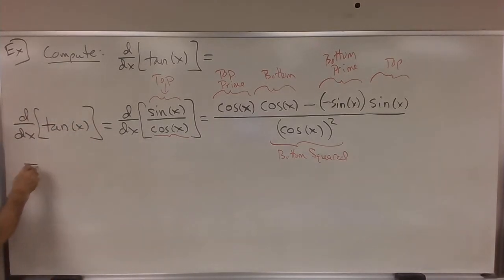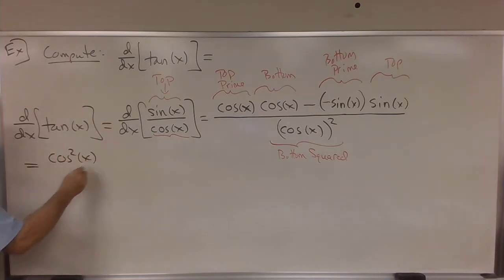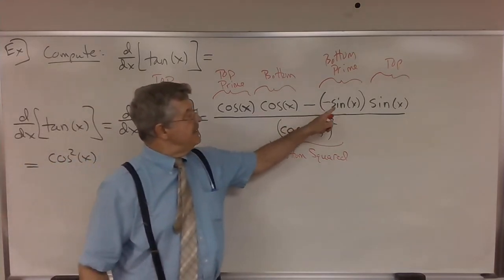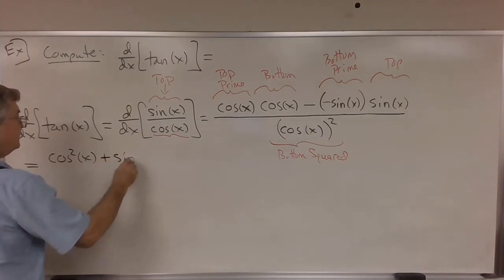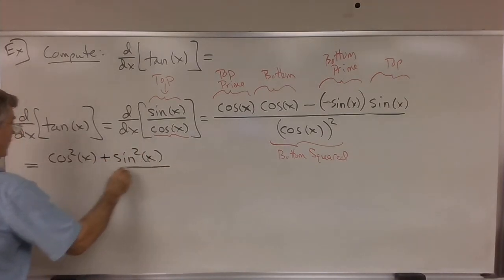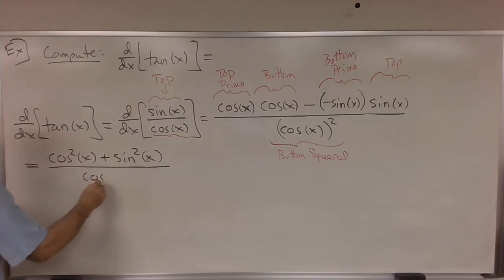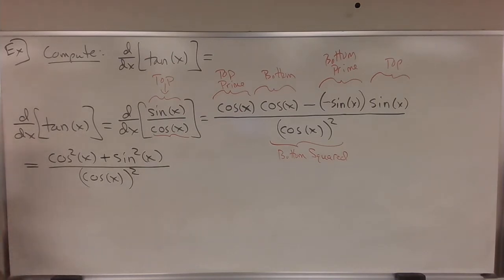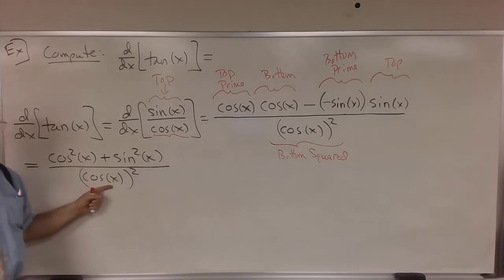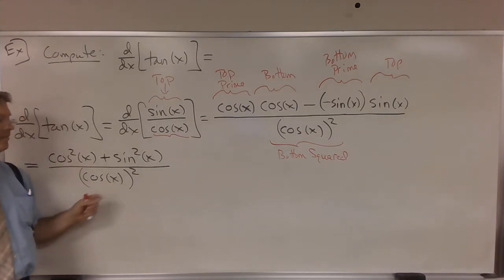So let's see what we got. On top we have cosine squared x minus a negative sine squared x, so that's plus sine squared x, all over cosine of x squared. And because I have a selfish motive here, I'm not going to write it as cosine squared x. I could, but I have an ulterior motive for leaving the denominator in this form.